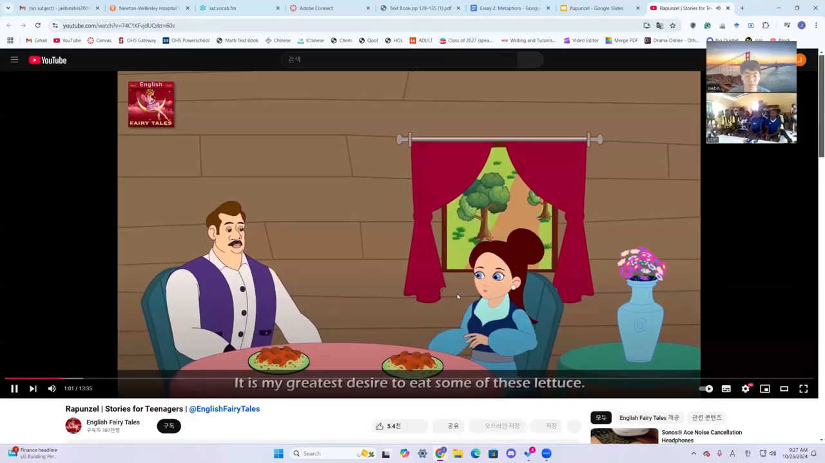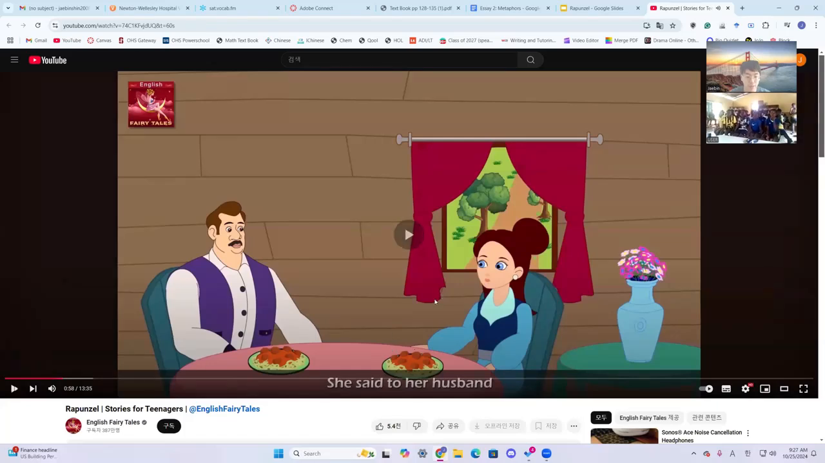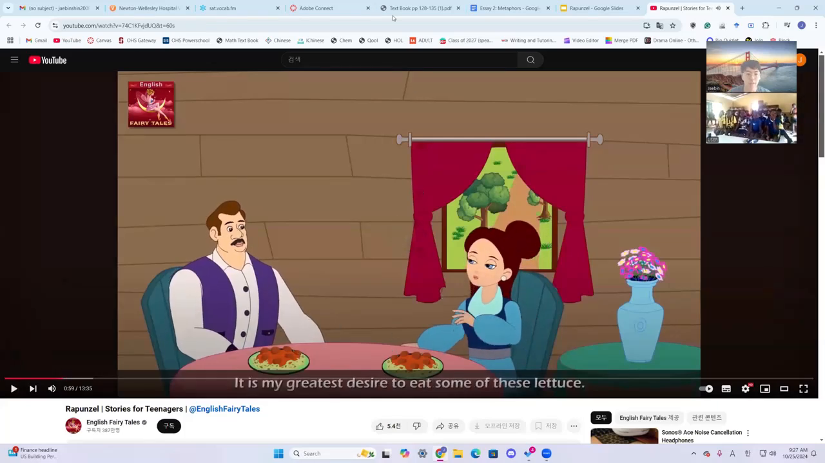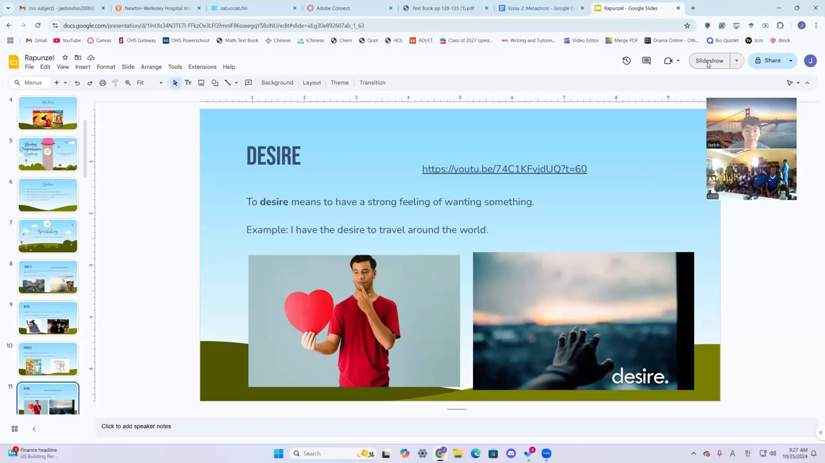Greatest desire to eat some of this lettuce. You can see here where the word is used. You can see in the subtitles that it says, "It is my greatest desire to eat some of these lettuce." So her desire is to eat the lettuce. And desire, again, means to have a strong feeling of wanting something.